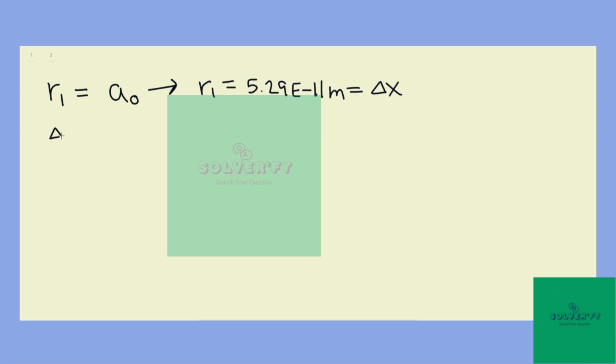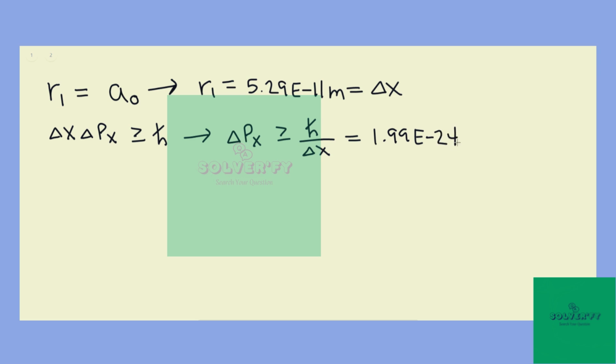So now we can apply the Heisenberg uncertainty principle, solving for uncertainty in momentum. Plugging in some simple numbers, we get a result of about 1.99 times 10 to the negative 24 kilogram meters per second.